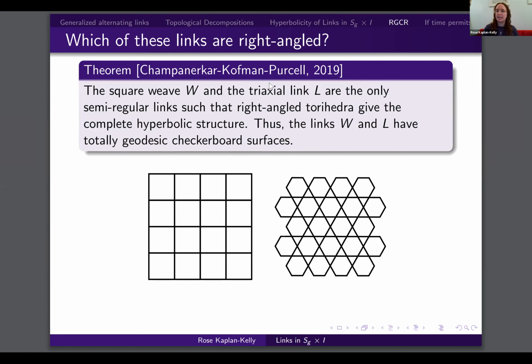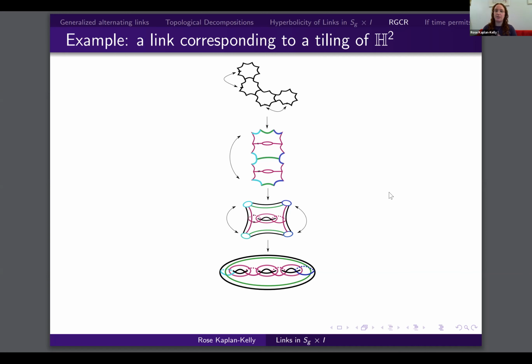But they ask, are there links that aren't semi-regular, right, among the larger class of biperiodic links that also have this property? We might also ask, what about if our surface has higher genus for our projection surface? So here, instead of starting with the tiling of the Euclidean plane, we start with the tiling of H2. And we'll have this example here.